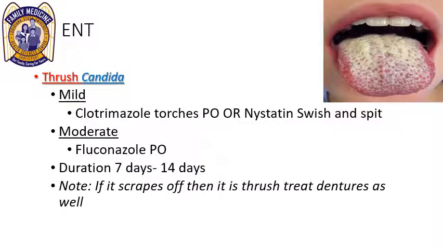So thrush is mild if it's only limited to the mouth, meaning the tongue and the oropharynx. You can use clotrimazole troches or nystatin swish and spit, and the nystatin swish and spit is very effective at it. Moderate, on the other hand, is going to require fluconazole. How do you differentiate moderate and severe?